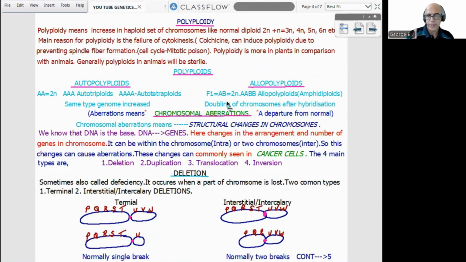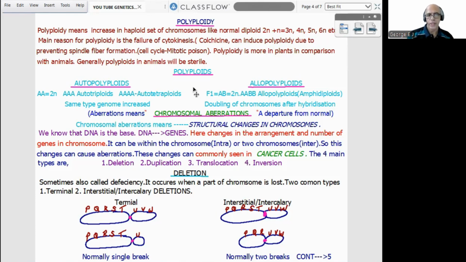Colchicine, you will remember, can induce polyploidy by preventing spindle fiber formation. A cell cycle question. And this colchicine is often called a mitotic poison. The plant, you will remember, is Colchicum autumnale. The family you have to learn. So polyploidy is more common in plants in comparison with animals. Generally, polyploids in animals will be sterile. Now, polyploids can be classified into two.